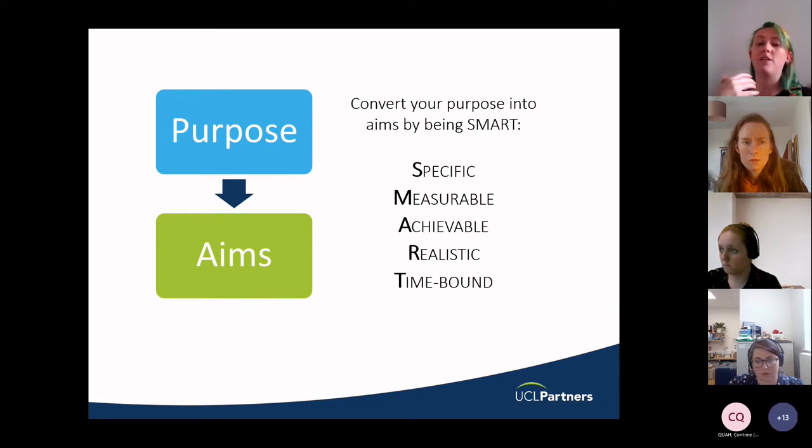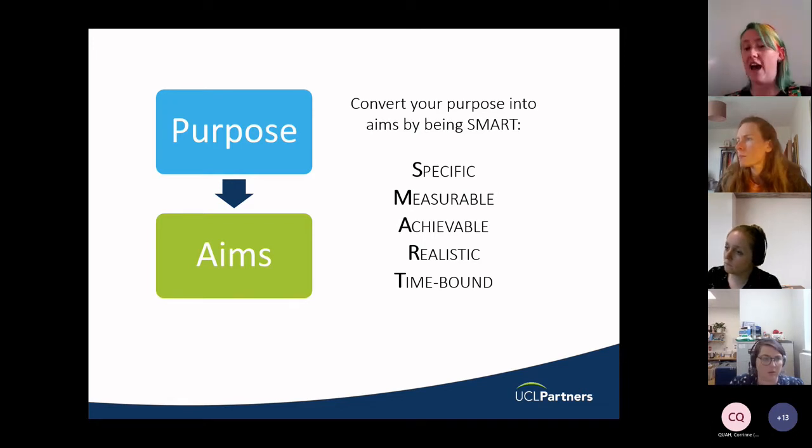Also make sure everything is time bound, because you want a specific start point where you're going to be engaging with patients, and also a specific end point where you're not walking away, but ceasing the project, wrapping it up and being able to share that learning and the outcomes with those patient groups.